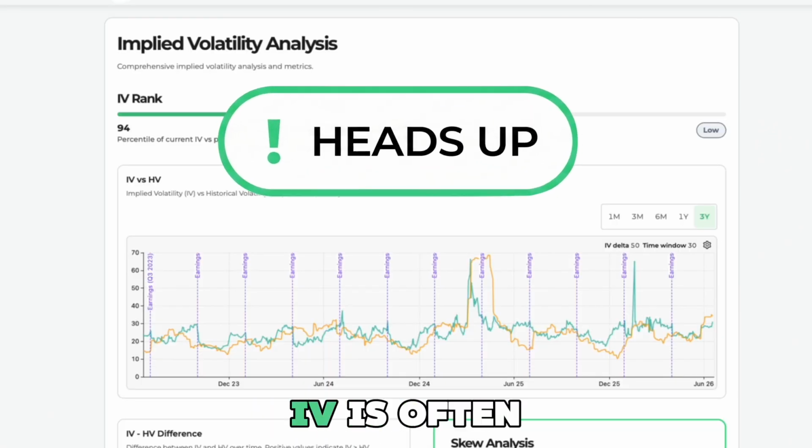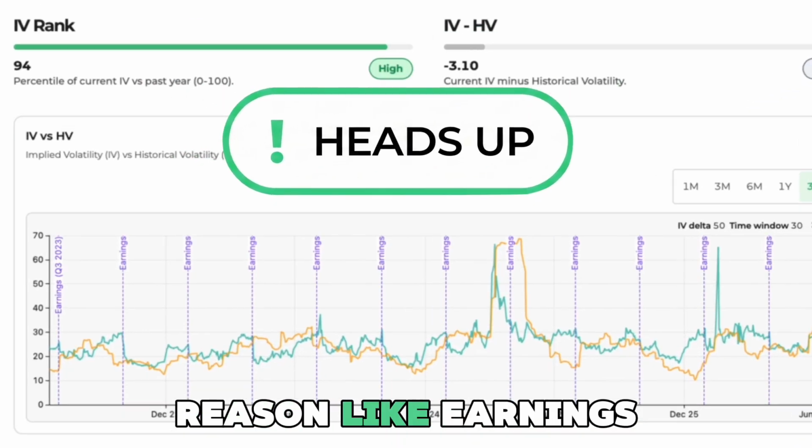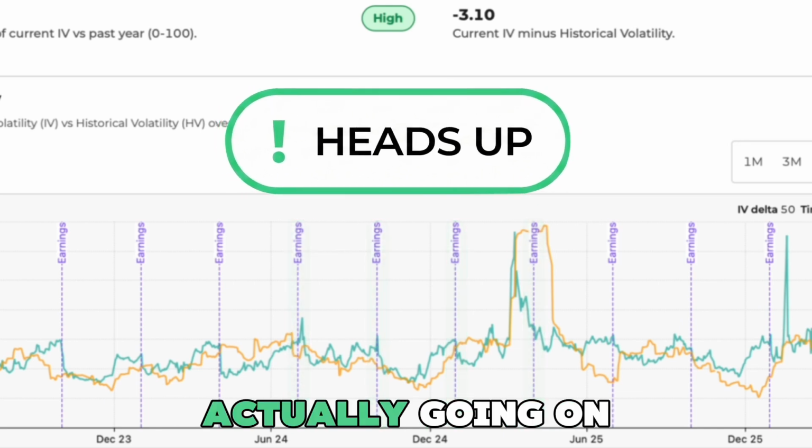Quick heads up though, IV is often high for a reason, like earnings, so read these next to what's actually going on with the stock.